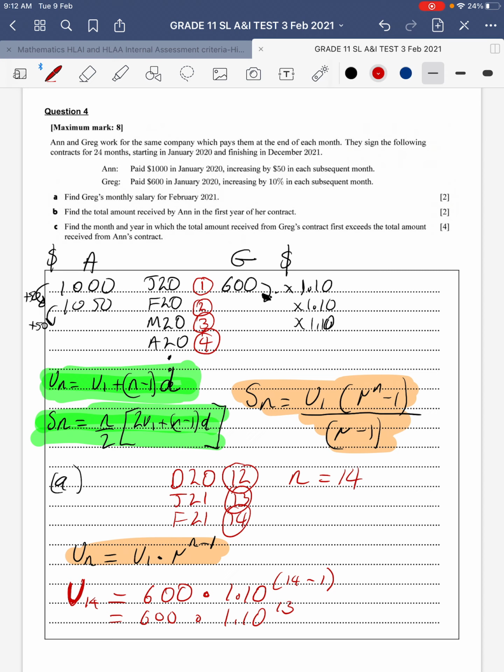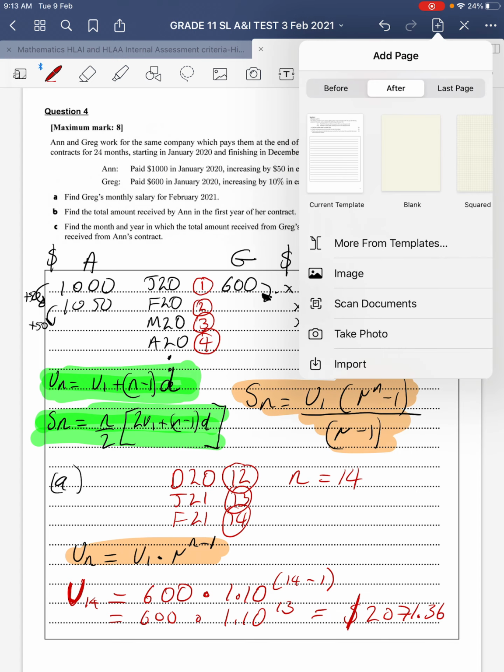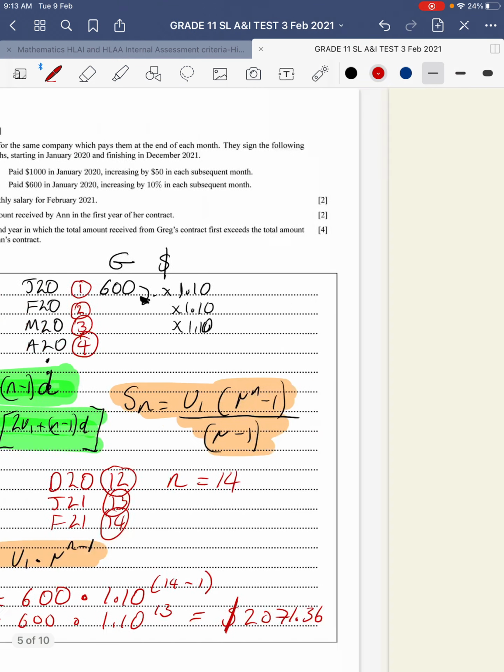I'll just type in exactly as this. 600 times 1.1 to the power of 13. Now I've got 2,071.3636. So I'm going to just leave that to the nearest second decimal place because that seems to be dollars and cents. Alright, let's just put in an extra page.